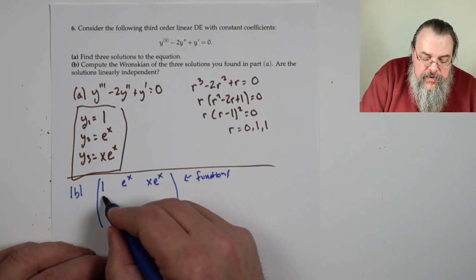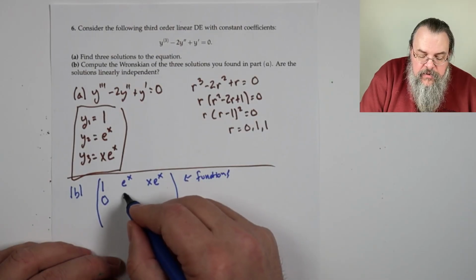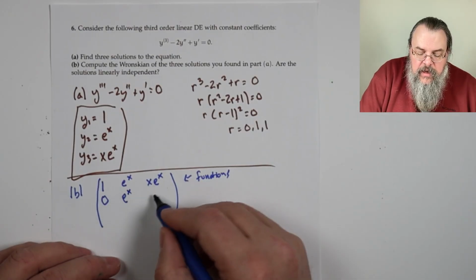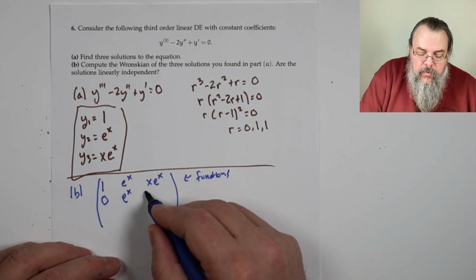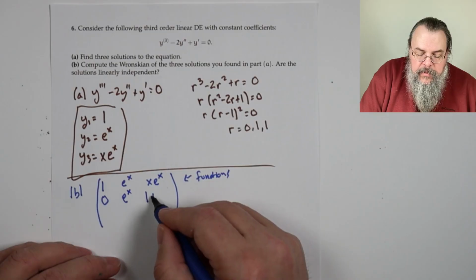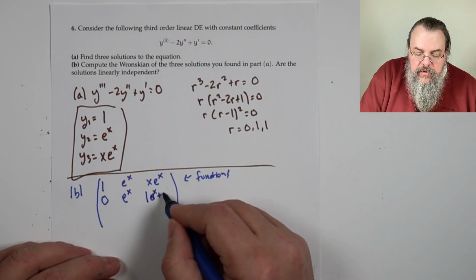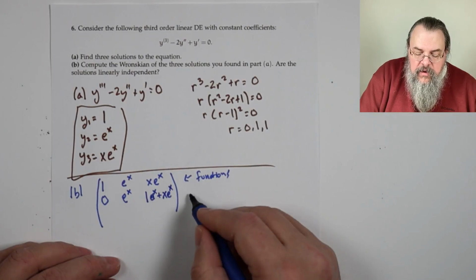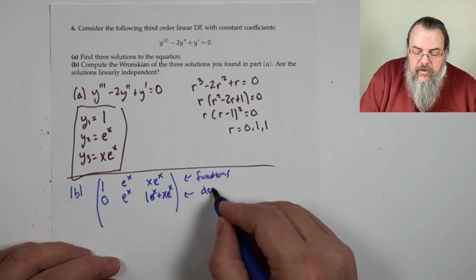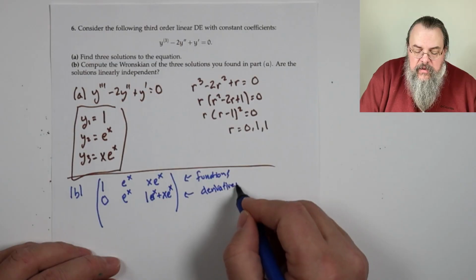And then derivatives. Derivative of 1 is 0. Derivative of e to the x is e to the x. And product rule, derivative of x e to the x is 1 times e to the x plus x e to the x. Okay, so there's the derivatives. All right, that's the next row.